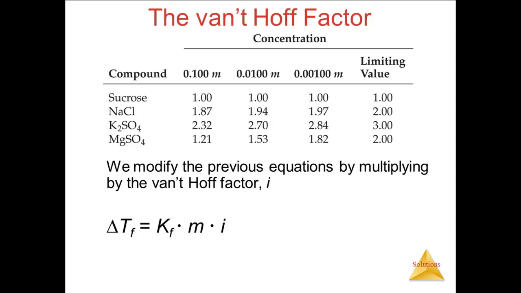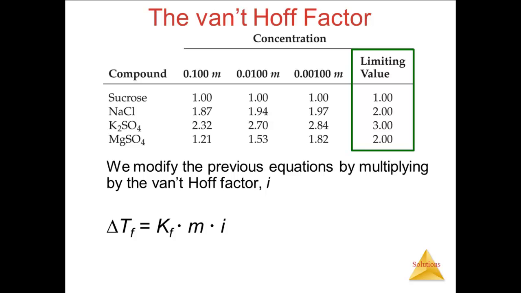To take into account the effect of the dissociation of electrolytes, we modify the previous equations by multiplying by the Van 't Hoff factor i. The equation becomes delta T equals K times m times i. For our purposes, we will be using the limiting values. That is, the number of particles the compound breaks up into.